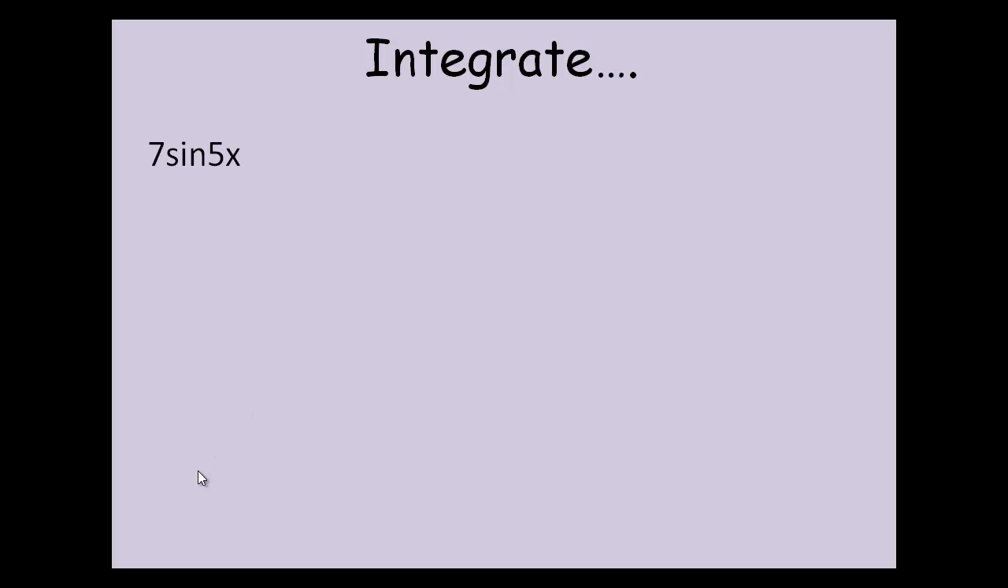Let's try another one. 7 sine 5x. Well, again, sine goes to minus cos, the angle stays the same, and the 5 goes underneath. So we get minus 7 over 5 cos 5x plus c.